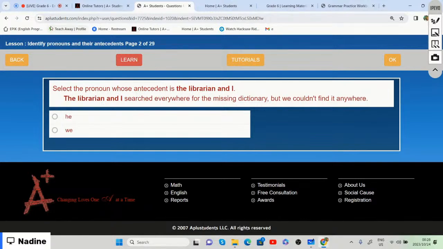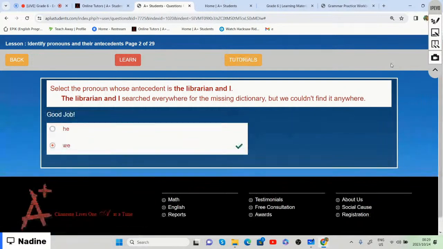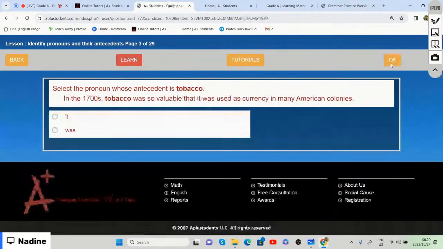If you read it again, it says the librarian and I searched everywhere for the missing dictionary, but we couldn't find it anywhere. Yes, so if we select the pronoun whose antecedent is the librarian and I, then we will choose we. Because we refers to the librarian and I. So well done. Good job. We is correct.